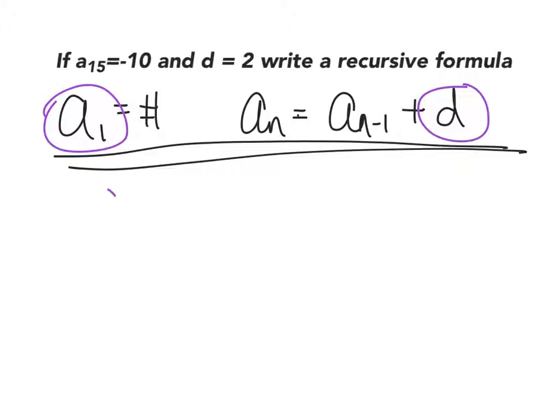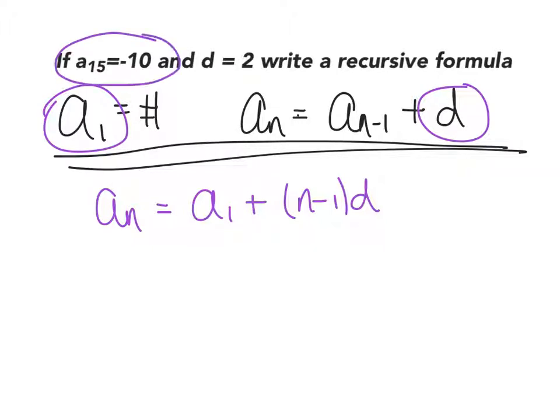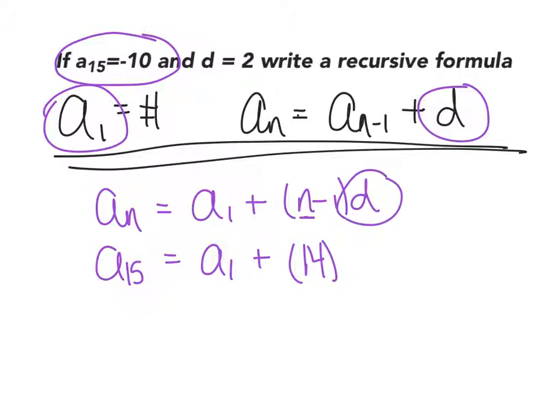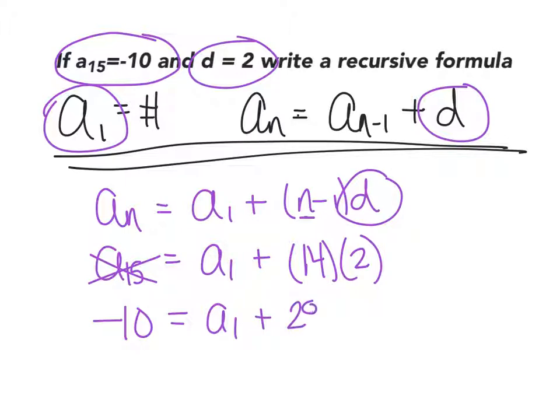So I'm going to start with my explicit. A sub n equals a sub 1 plus the n minus 1 times d. Okay, now I know a sub 15 equals negative 10, so I'm going to replace all those little n's with a 15. So my n is 15, 15 minus 1 is 14, and I actually know the difference. They told me it was 2, so I'm going to say times 2. I'm just going to clean it up. I know a sub 15 is actually negative 10 equals a sub 1 plus 28. Subtract that 28 over, and I'm going to get a sub 1 equals negative 38.